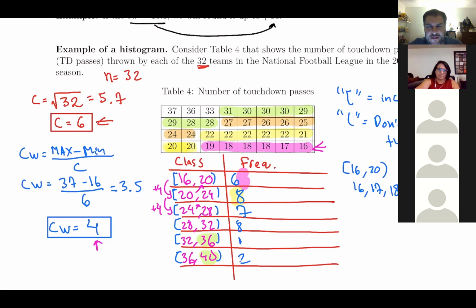I think there's some question about how I got 2 right here. If you look at it, the first 2 numbers are 36 and 37. Both of these fall in the range of 36 all the way to 40. So you put 2 right here because there are 2 numbers. The 33 goes right here for 32 to 36.